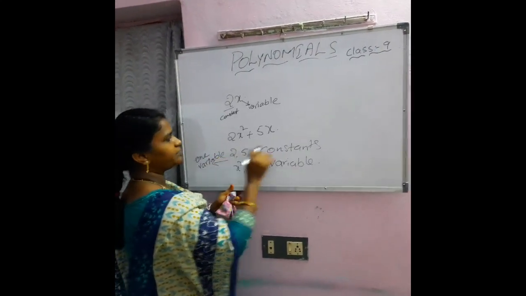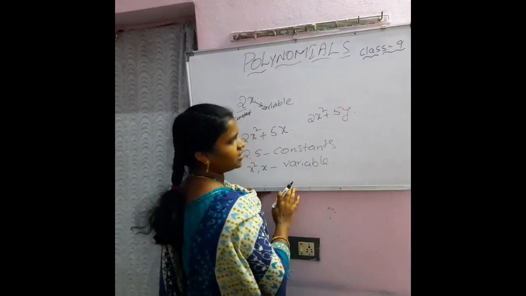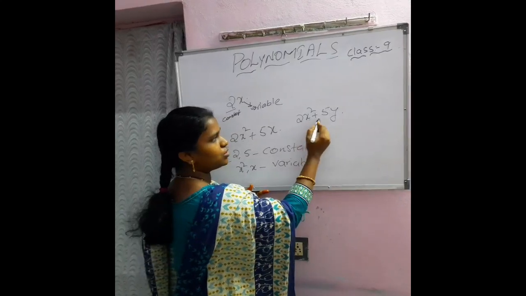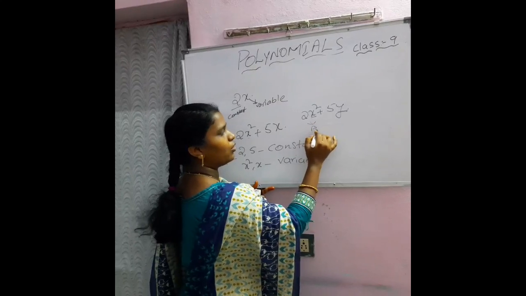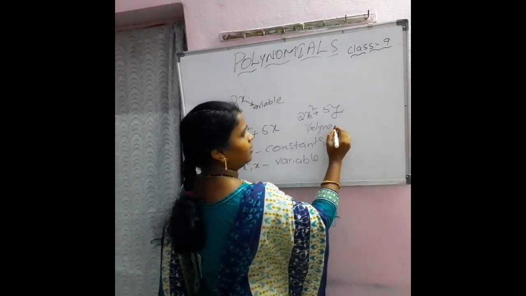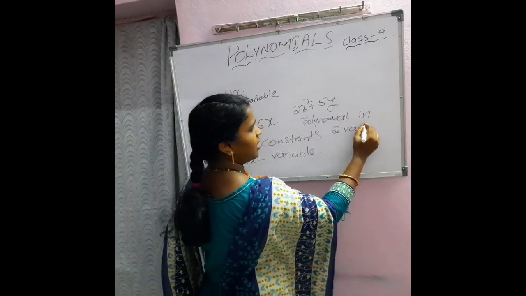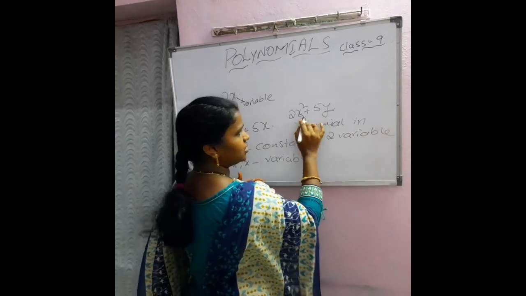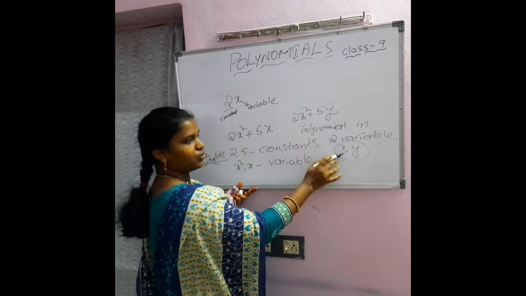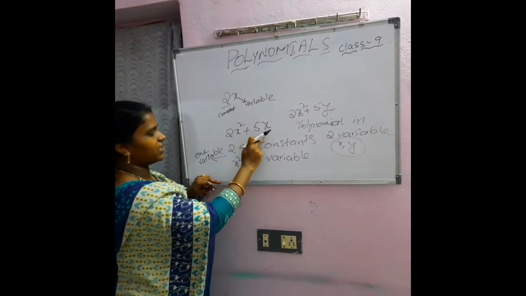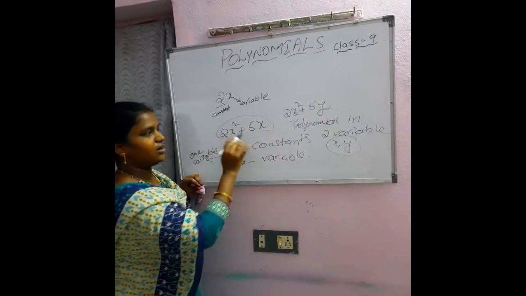If I had taken 2x square plus 5y, in this I can see two variables, that is x and y. So it is called a polynomial in two variables. That means the changing values are x and y. And if I had taken 2x square plus 5x, we can see only one variable, that is x. So it is a polynomial in one variable.